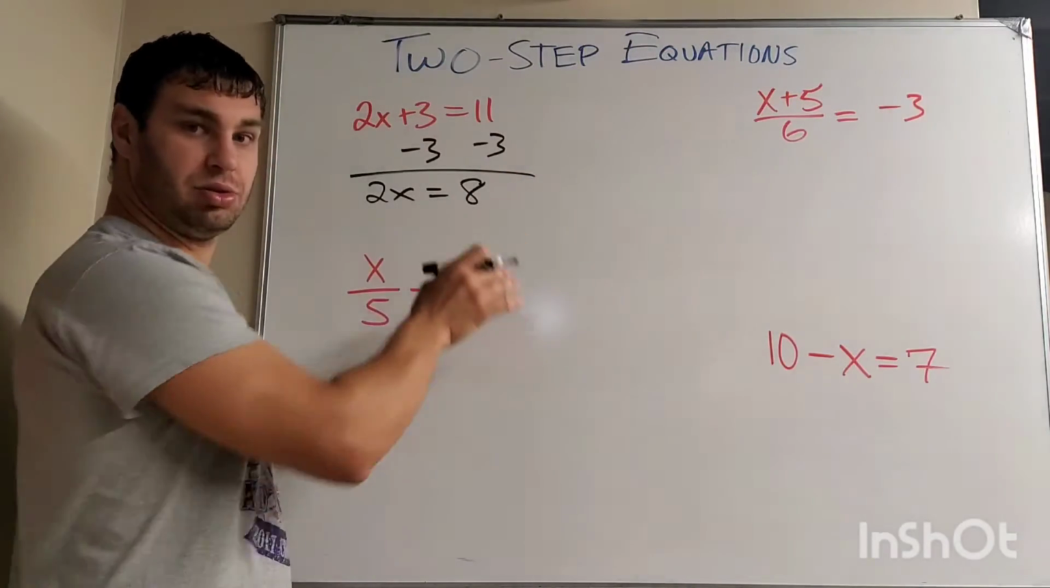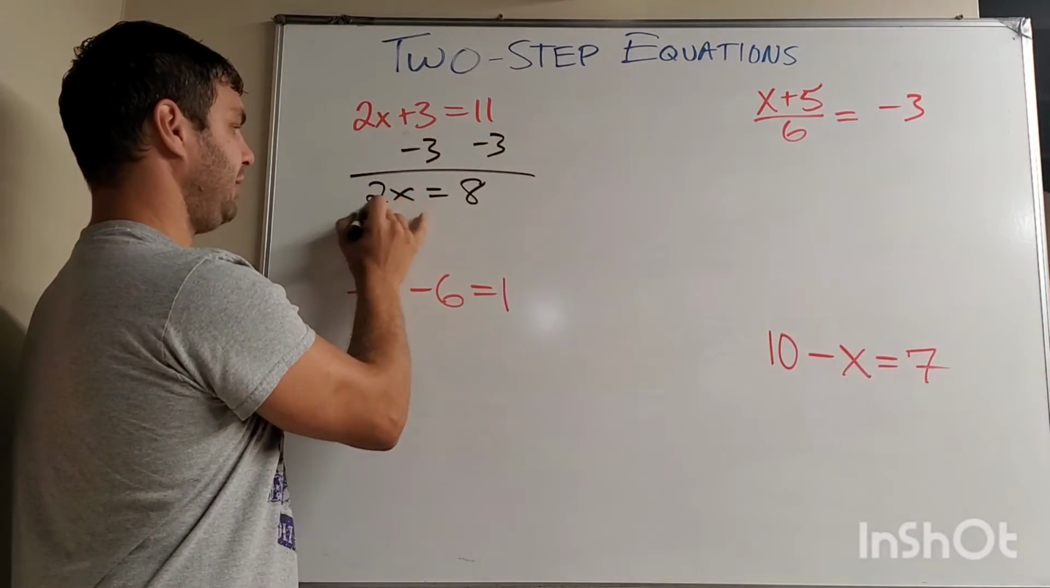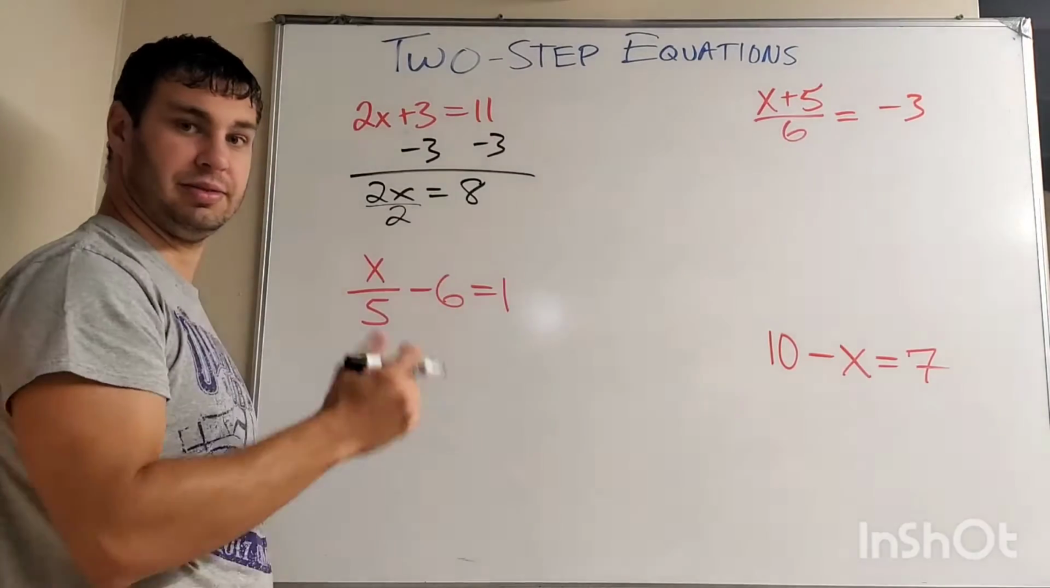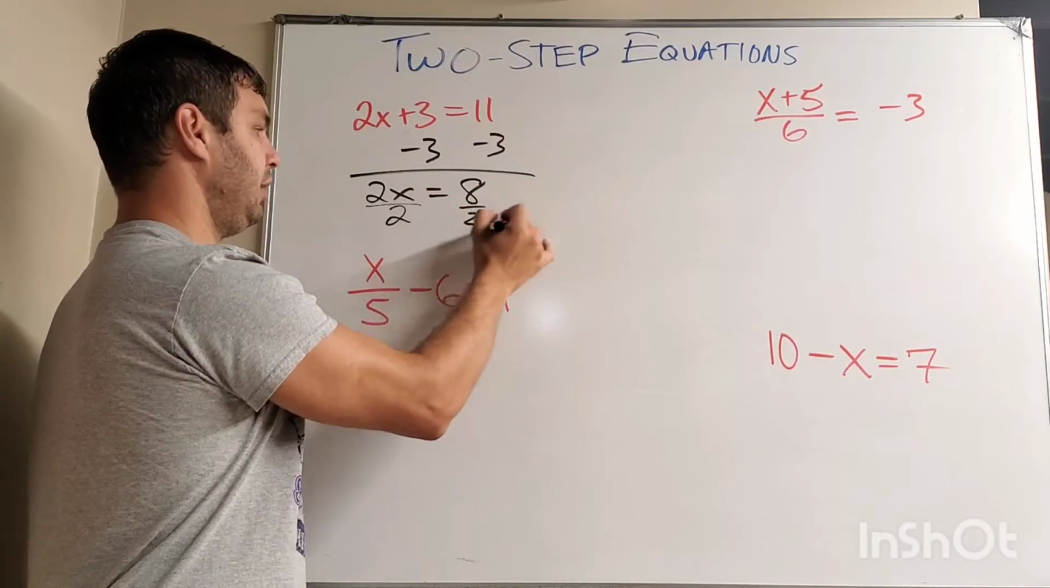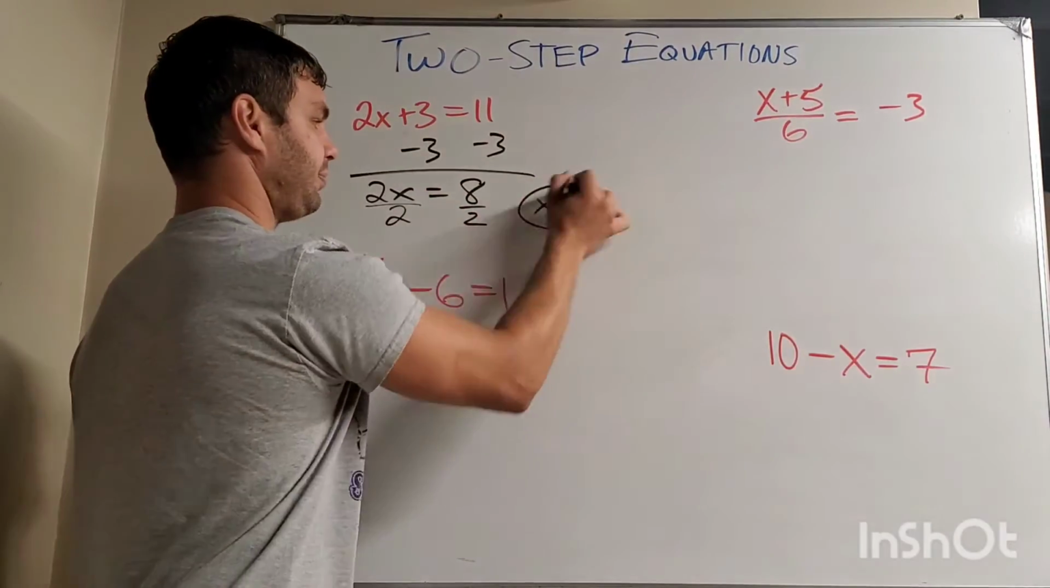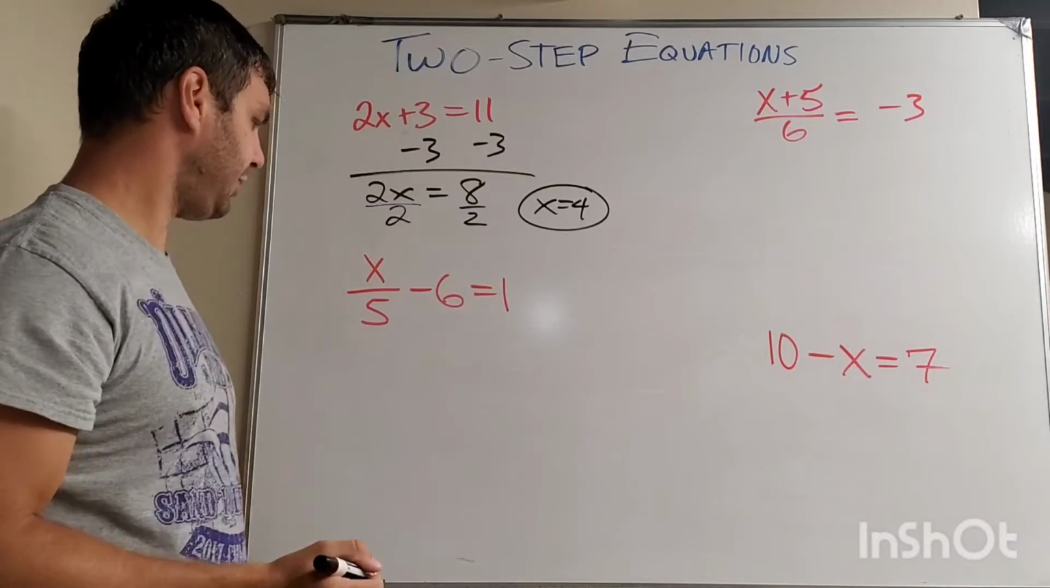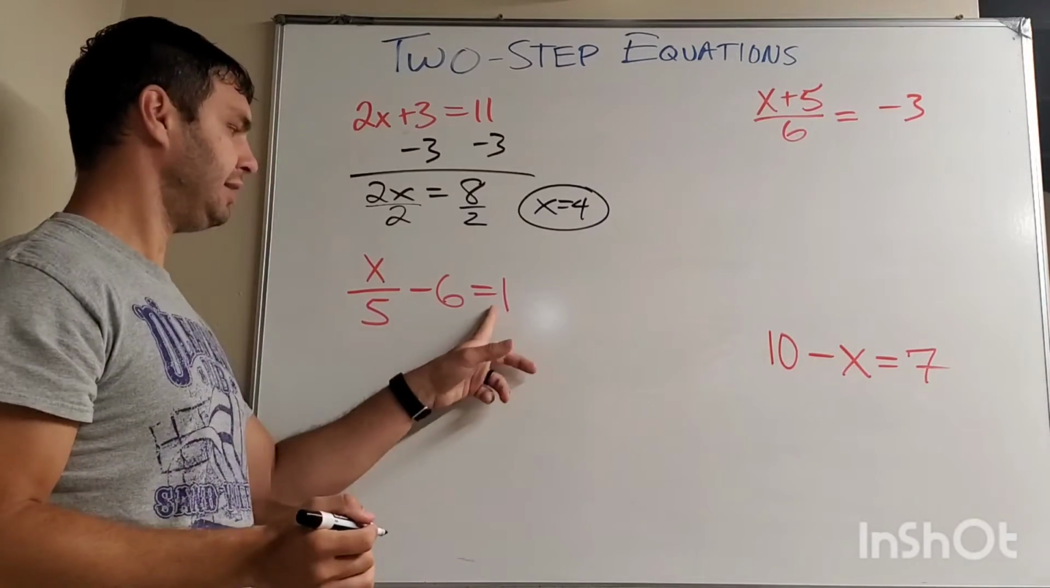And then this just turns into a one-step equation, right? Where I have to get the x by itself. Here 2x is being multiplied, so I divide by 2. And x equals 4. Next one, we have x divided by 5 minus 6 equals 1.